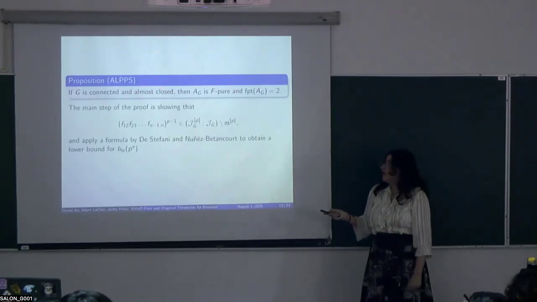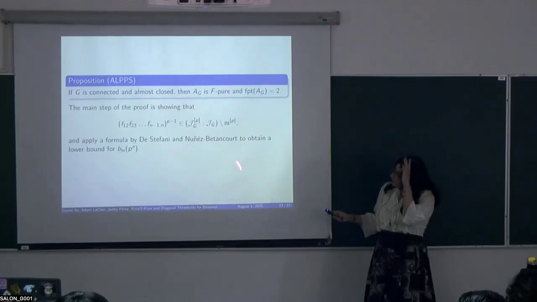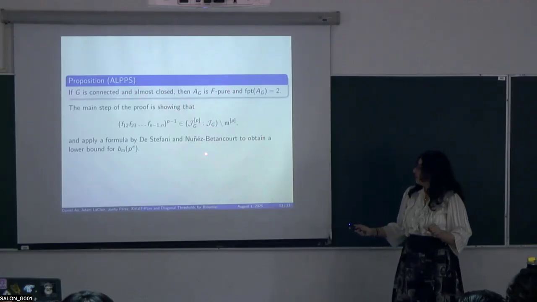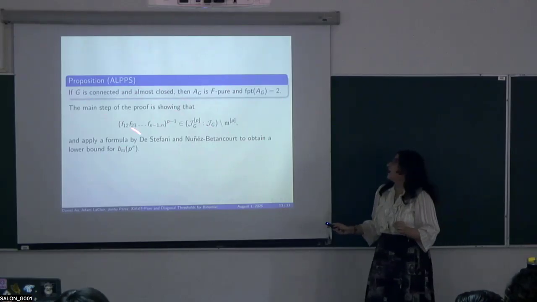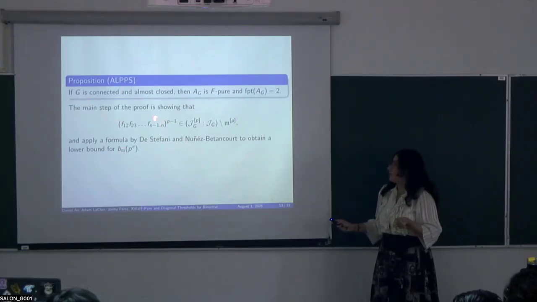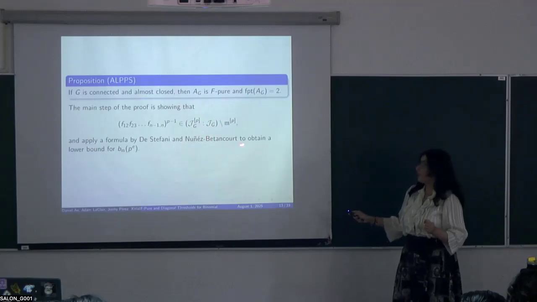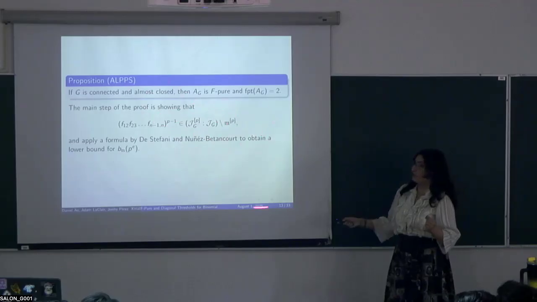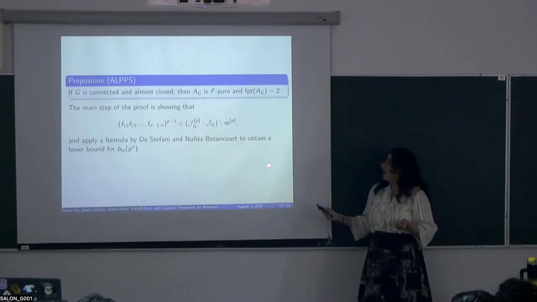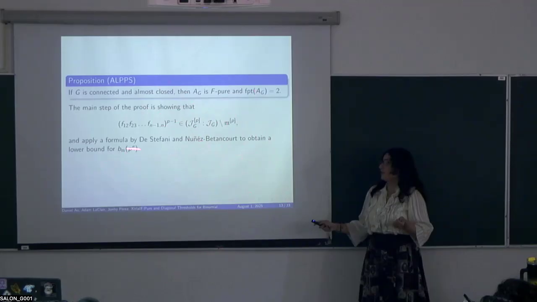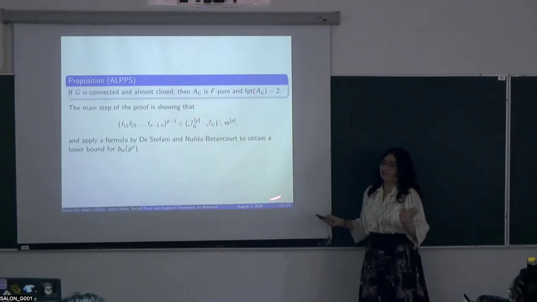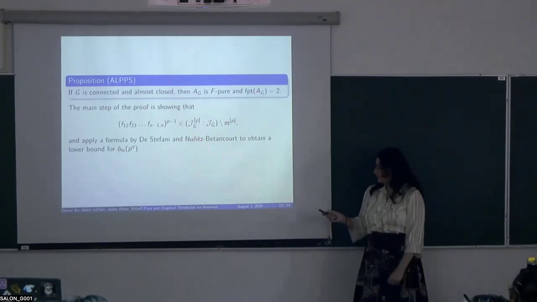For this, the key step is proving that this monomial here, in terms of the generators of the binomial edge ideal to the p-1 power, is contained in this colon ideal here, but not in this ideal here. And we apply another formula that gives us a value for the nu invariant, and then the result follows.